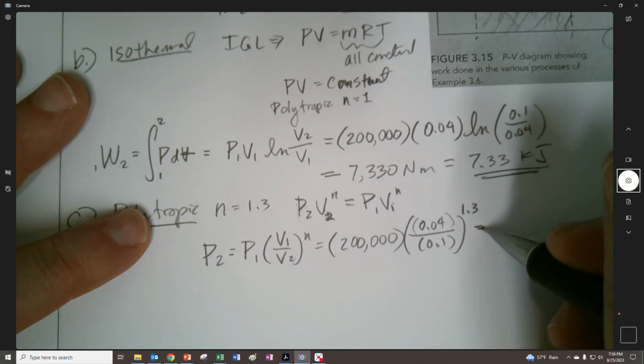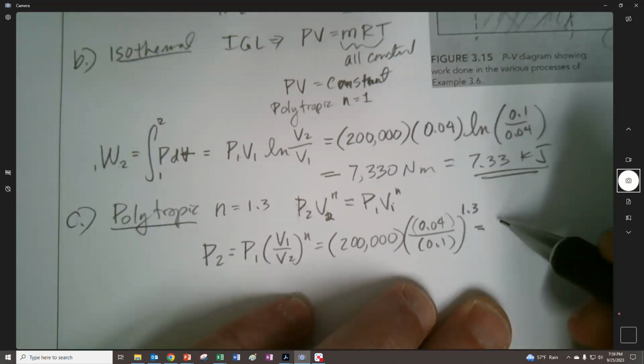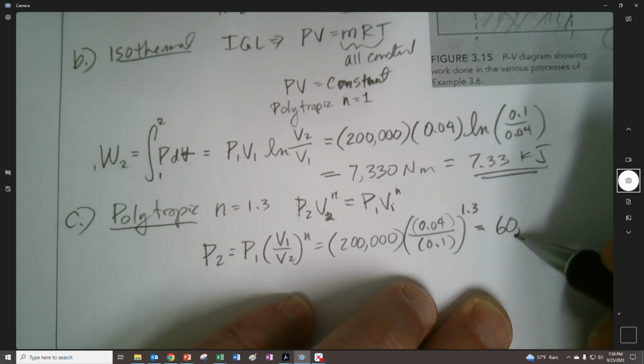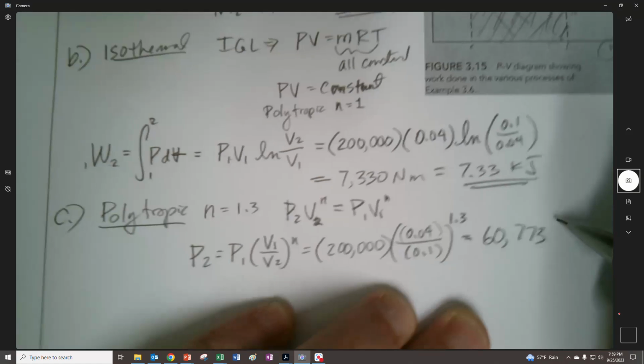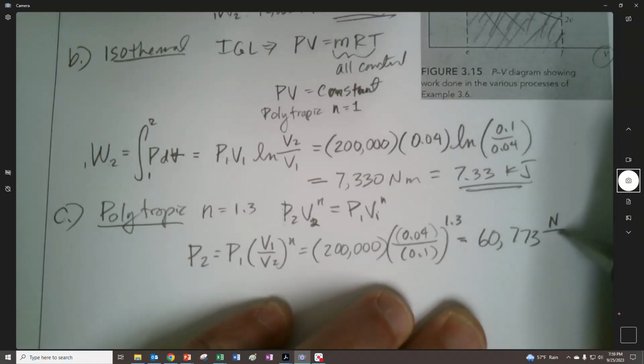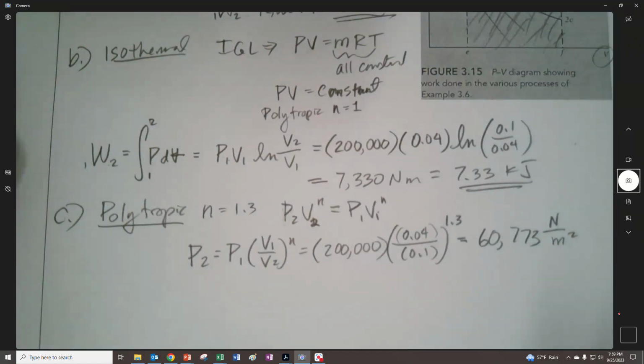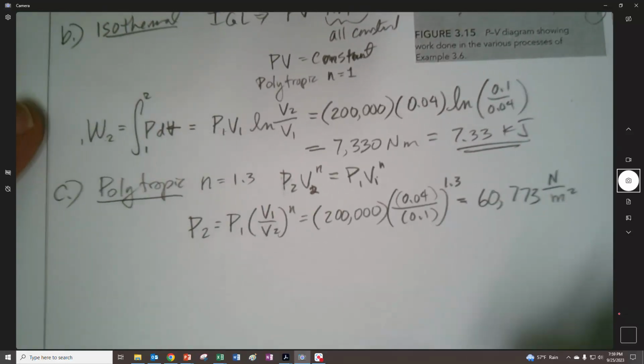Did I lie before? I think I might have lied. No, I didn't. Okay. What I end up with is 60,773 newtons per meter squared, or 60.773 kilopascals.